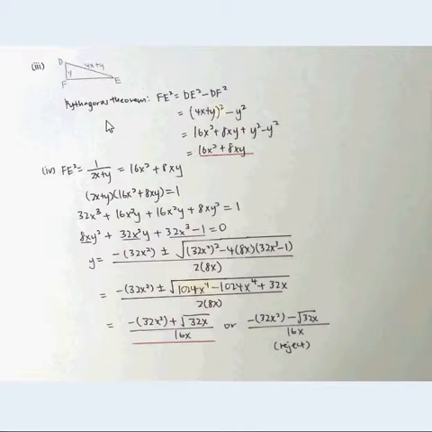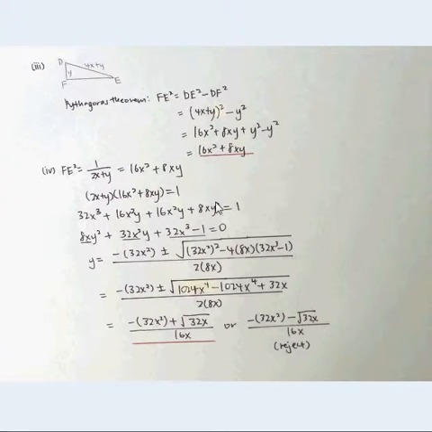In this part, we can use the Pythagoras theorem to find FE squared. We know that DE is 4x plus y and DF is y. So if you take DE squared minus DF squared, we'll get 16x squared plus 8xy. Next, we are given that FE squared equals 1 over 2x plus y. We equate it to the expression that we found.